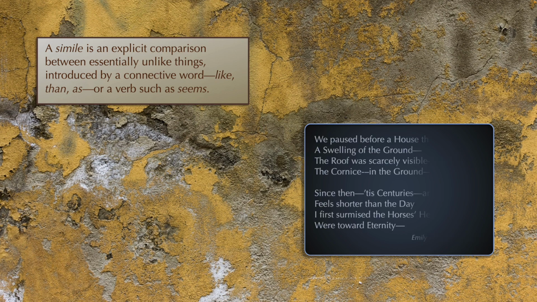Let's do one more. You can pause if you need more time to read these. We got two in this one. We've got in the first stanza, a house that seemed a swelling of the ground. So there's the verb. And then in the second stanza, 'tis centuries and yet feels shorter than the day. So there's a comparison there. Centuries to a day. So two more examples of simile for you to think about.